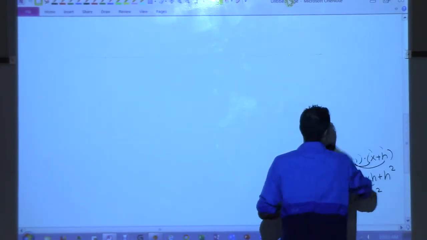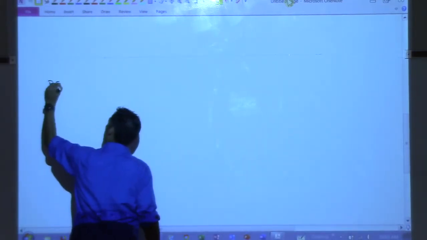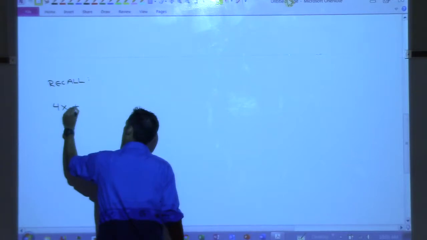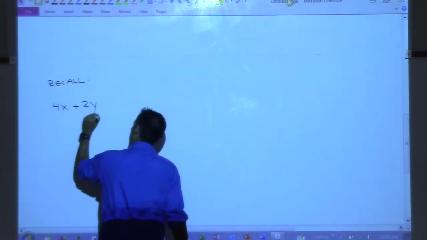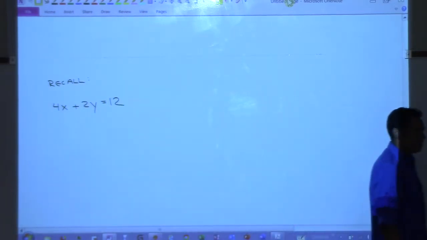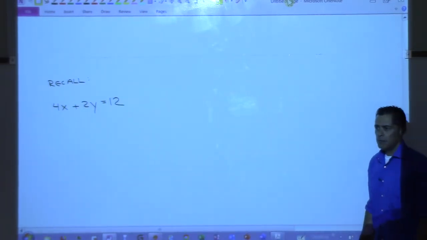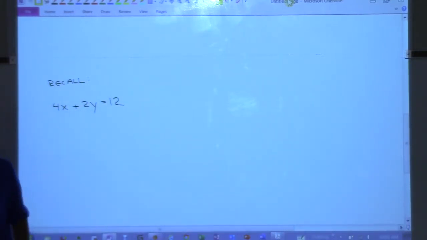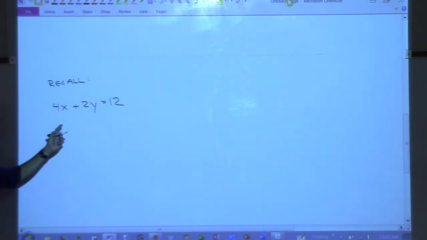So let's go back and take a look at a line for a second. So recall, let's do this one. 4x plus 2y equals 12. Okay, that is a linear equation, two variables, right? We could graph that, couldn't we? Could we also rewrite it as a function? Could you solve that for y? You could, right? Okay, so let's start with the graph.